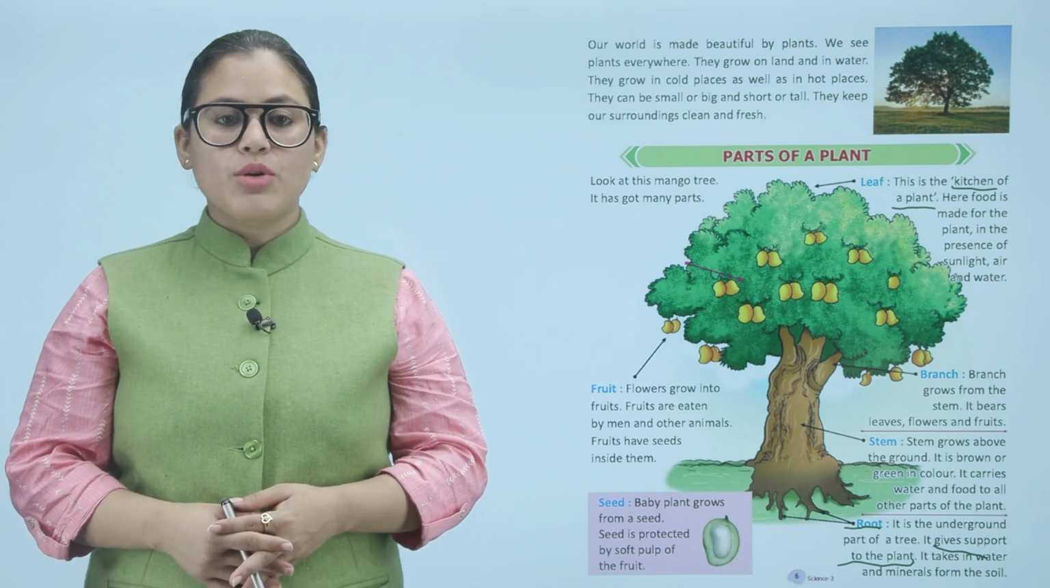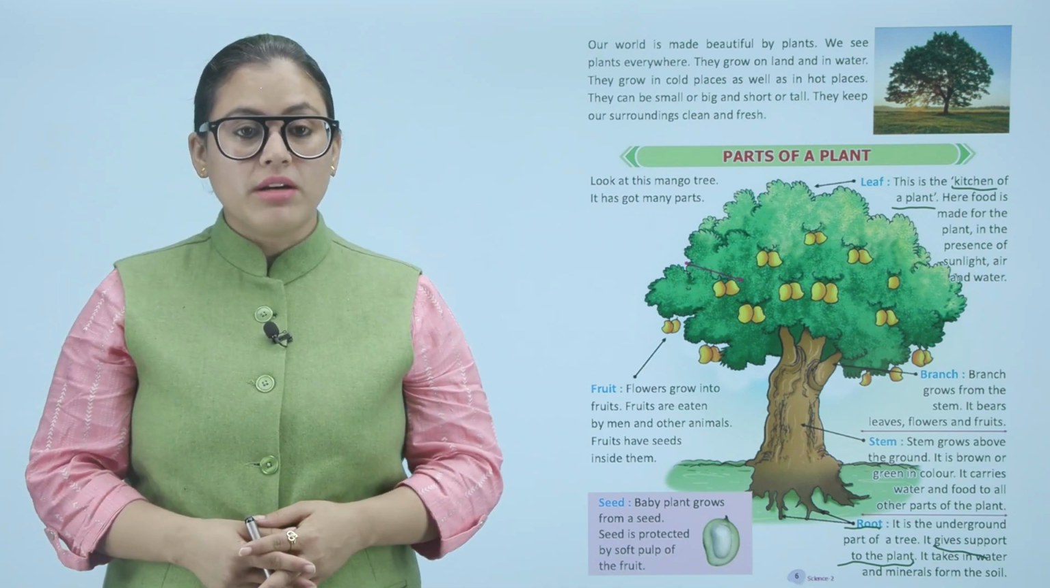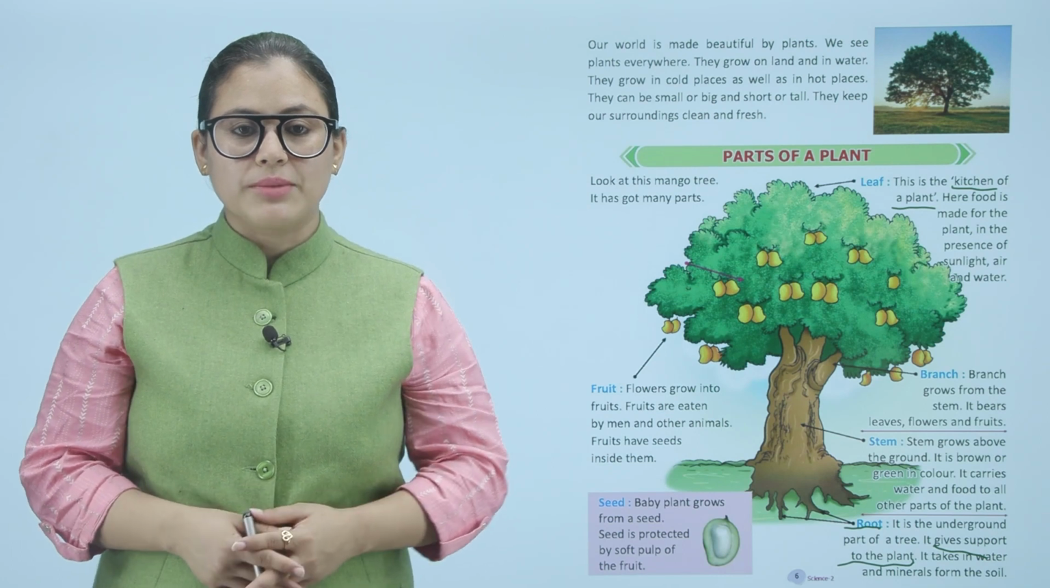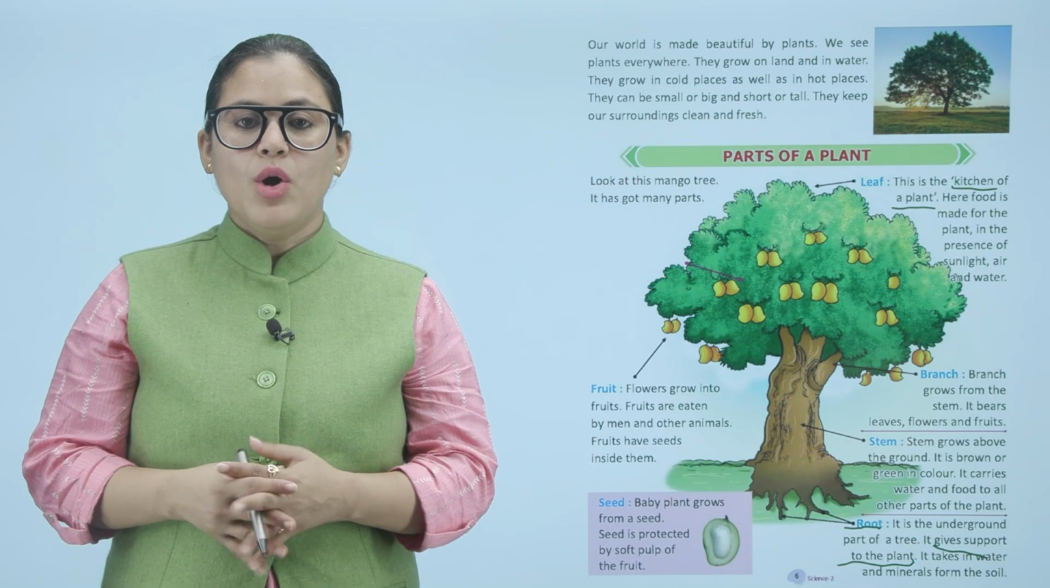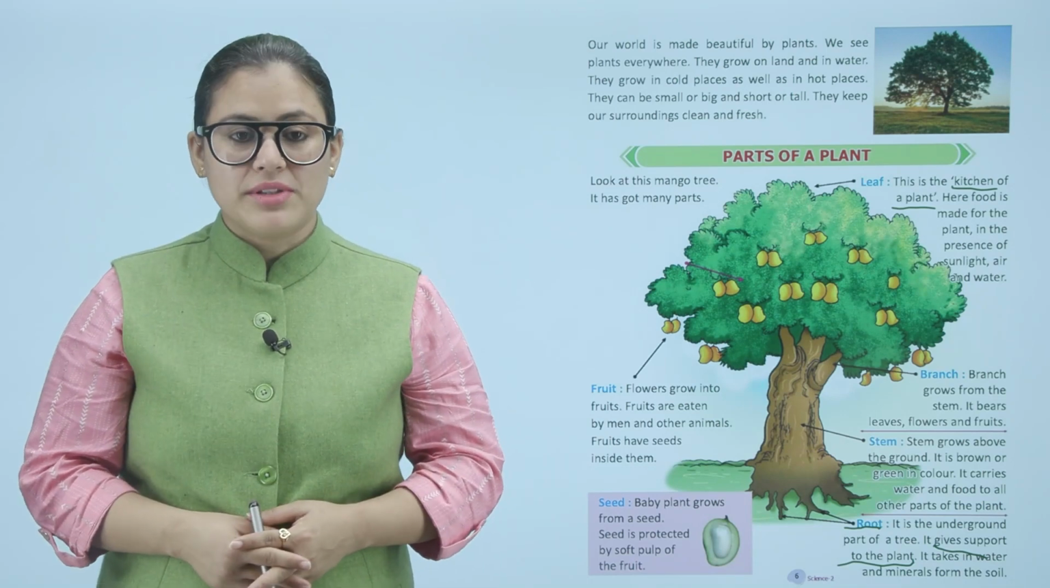Fruit. Flowers grow into fruit. Fruits are eaten by men and other animals. Fruits have seeds inside them. Flowers grow into fruits, and who consumes fruits? Obviously, human beings and animals.